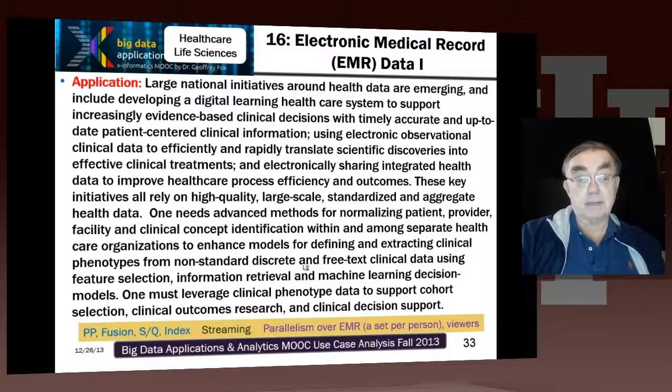And we need to make certain that the information coming from different sources is properly interpreted in a uniform fashion. Then we need to be able to select cohorts, namely patients whose evidence would be relevant. And the net result is clinical decision support.